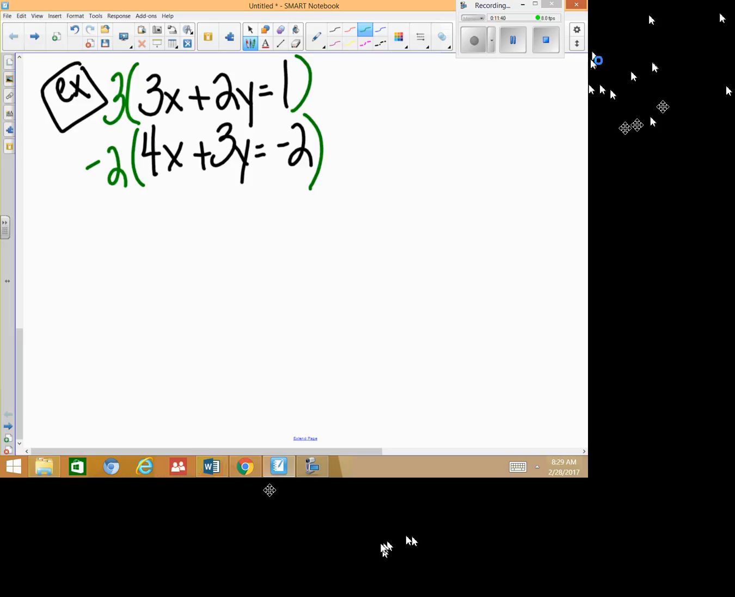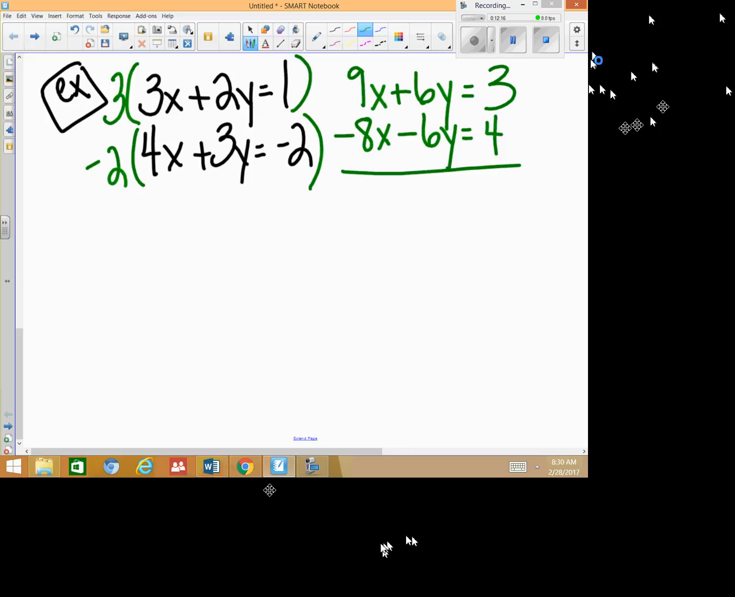Most often, that's exactly what I do. I write the positive number first, and then I think, okay, do I need a negative? Probably. So let's rewrite these. 9x plus 6y equals 3. Don't forget to do all of them, okay? This one, minus 8x minus 6y equals 4. So now they're stacked on top of each other.